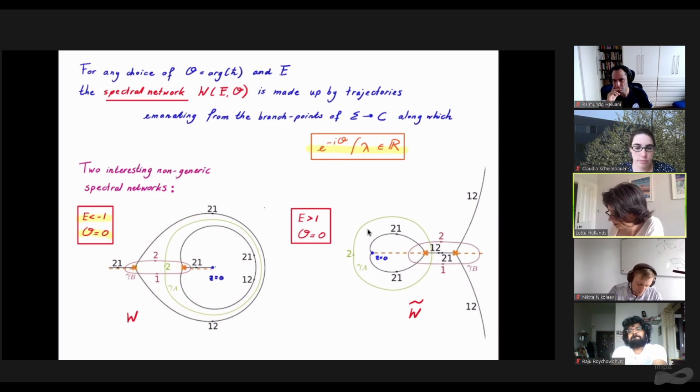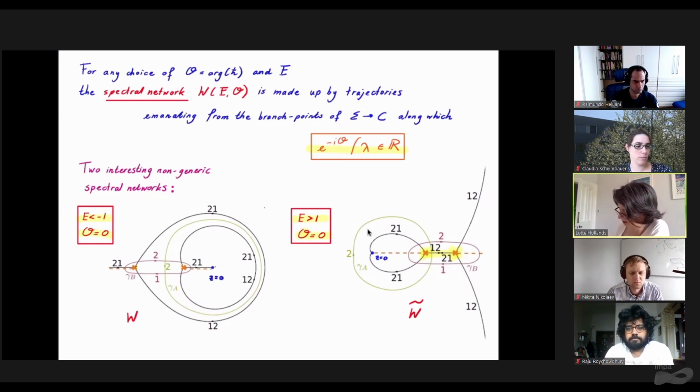So the other interesting isotopy class of spectral networks appears, for instance, when the energy is greater than 1 and when the phase theta is equal to 0. And it's slightly different in the sense that in this case, there are these 2 trajectories which overlap in between the branch points. So I will call the network on the left side W and on the right side W tilde in the following.